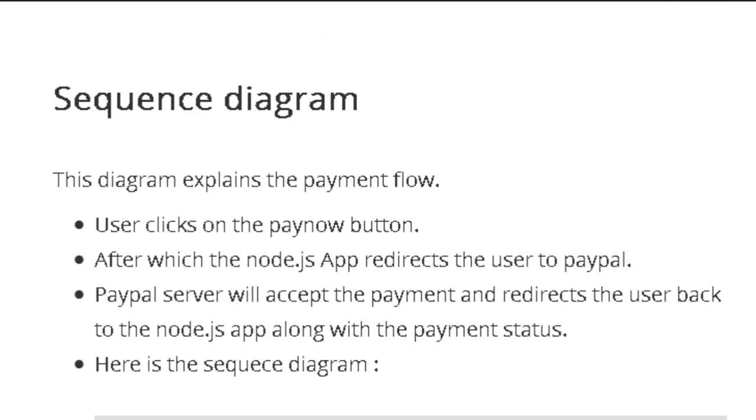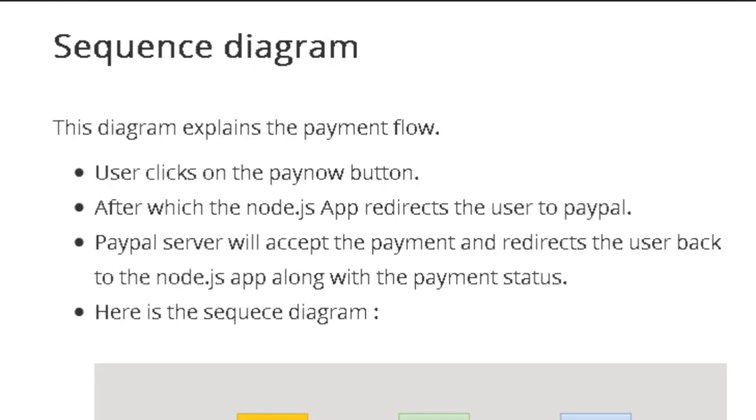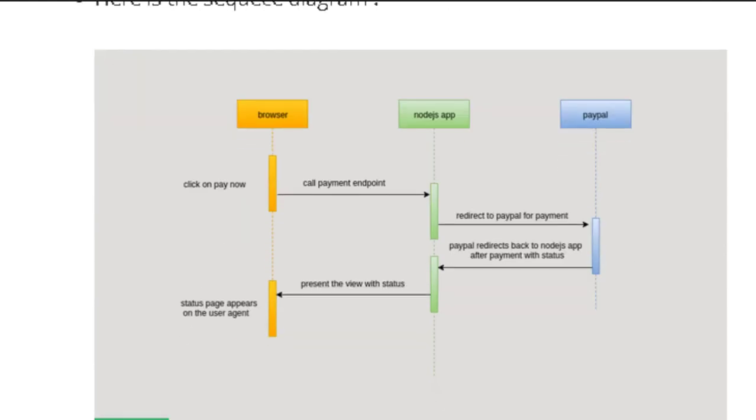Okay. Sequence diagram. This diagram explains the payment flow. User clicks on the Pay Now button, after which the Node.js app redirects the user to PayPal. PayPal server will accept the payment and redirects the user back to the Node.js app along with the payment status. Here is the sequence diagram. Okay, so we have a diagram here.